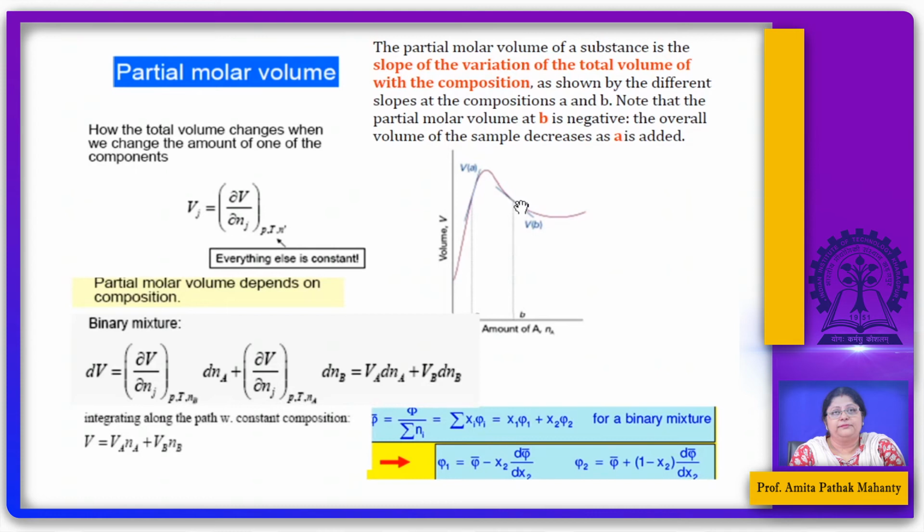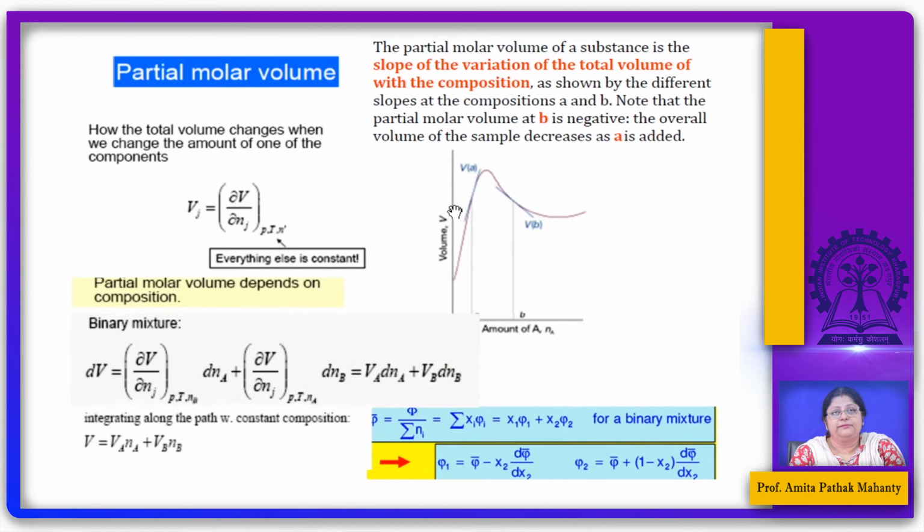So the partial molar quantity, particularly when we talk about volume, the partial molar volume can have a negative value. Volume cannot have a negative value. Volume will always be positive. But the partial molar volume may have a negative value depending on how the volume is changing with the amount of that particular species in the mixture, right? The partial molar volume is the slope of the variation of the total volume with composition.